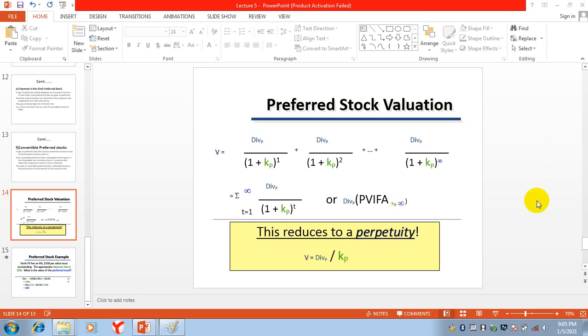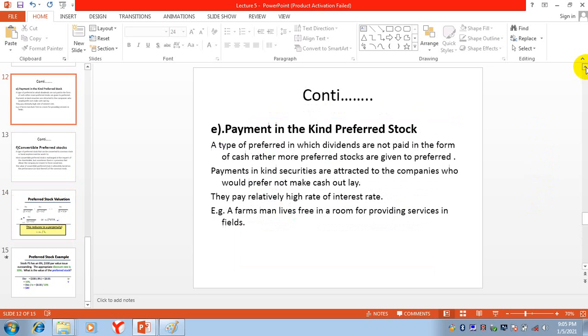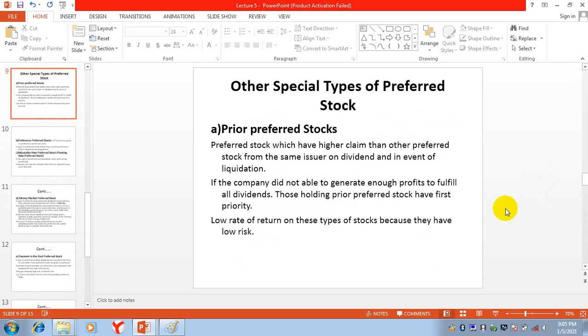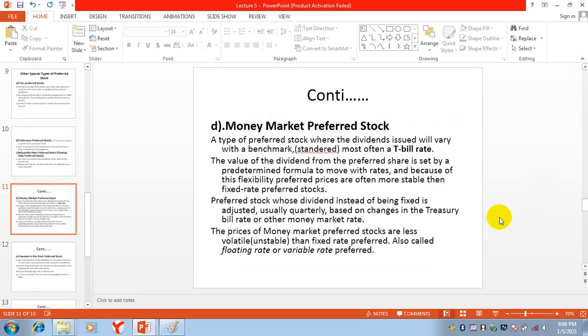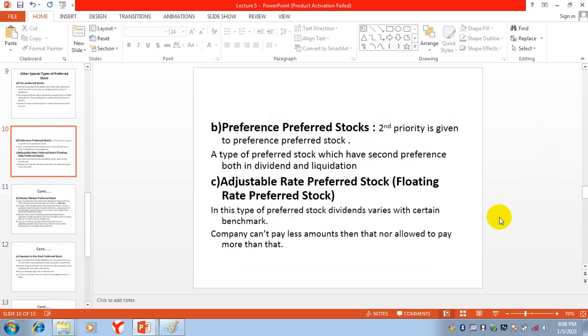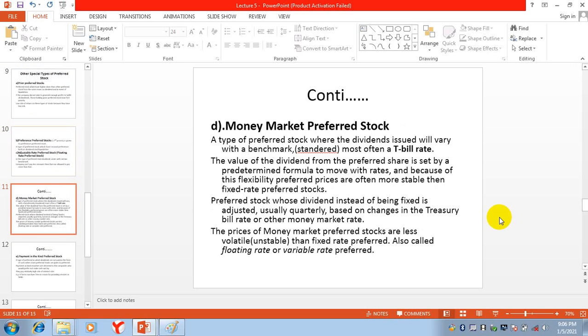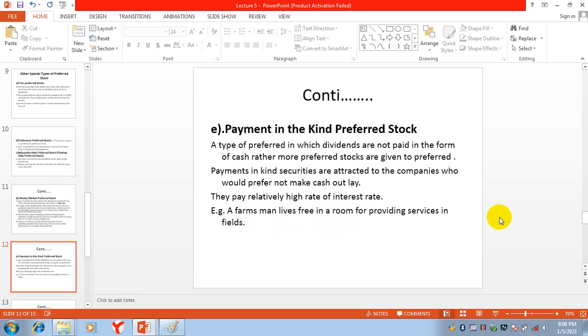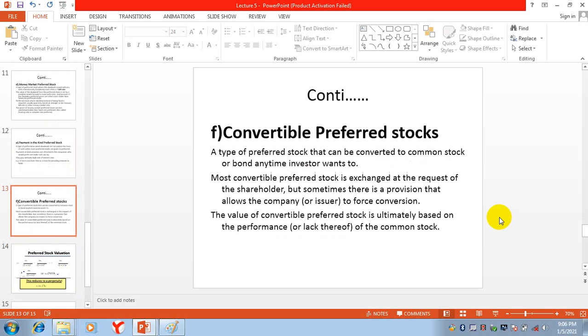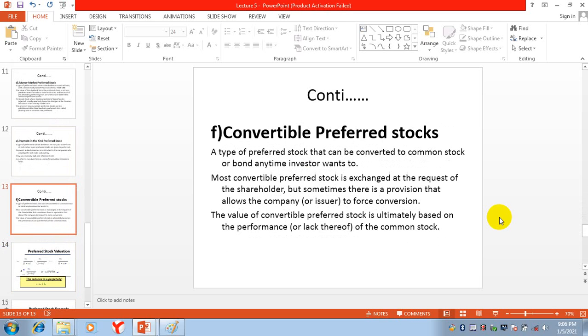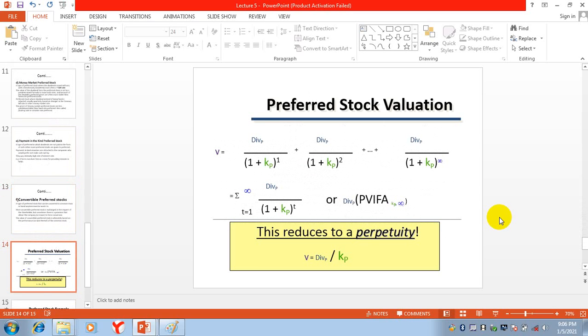Bismillahirrahmanirrahim. In the previous class, we discussed other special types of preferred stock: prior preferred stock, preference preferred stock, adjustable rate preferred stock, money market preferred stock which is a type of adjustable rate preferred stock, payment in kind preferred stock, and the last topic, convertible preferred stock.